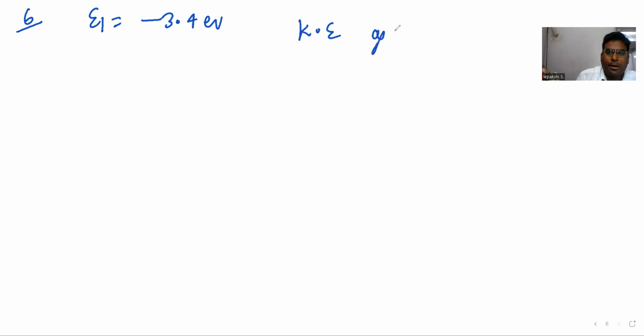Now look at the next sum, the sixth one. In a hydrogen atom, the energy of the first excited state is given as minus 3.4 electron volt. Then find the kinetic energy of the hydrogen atom. It was asked in 2002. So look at the question number 6 explanation.